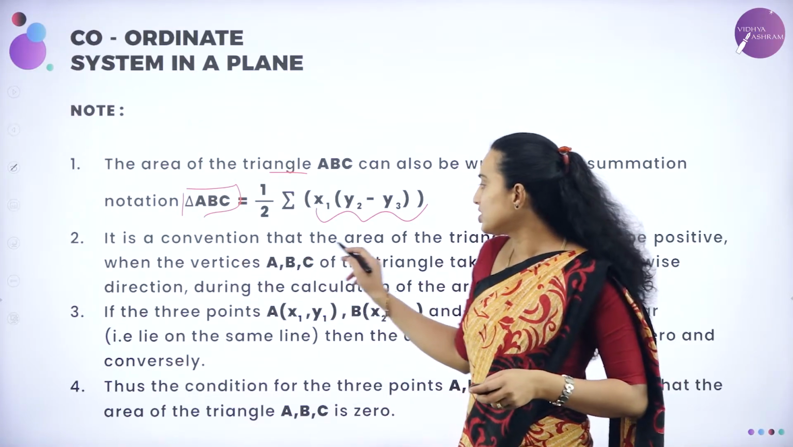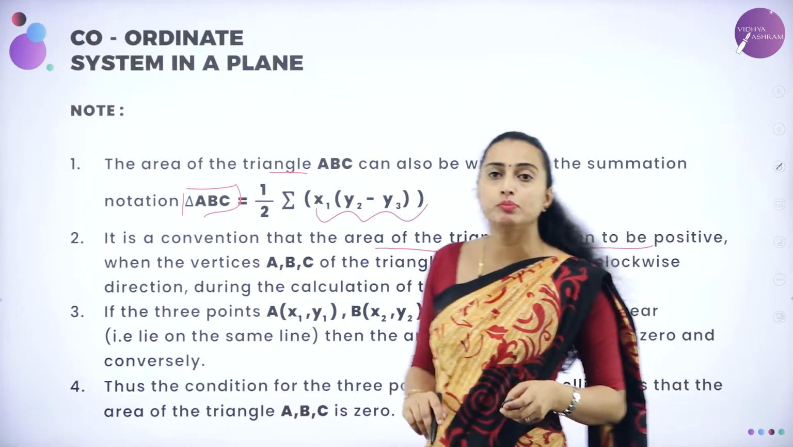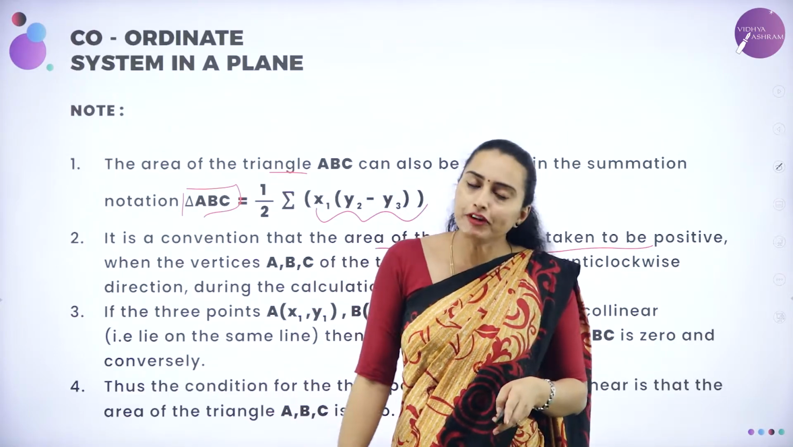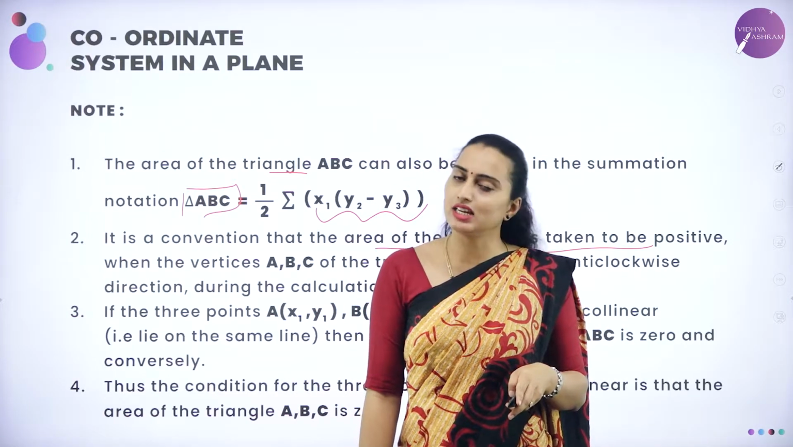So what is the next notification you are having? It is a convention that the area of a triangle is taken to be always positive. If it also comes out negative, please take it under the modulus symbol.